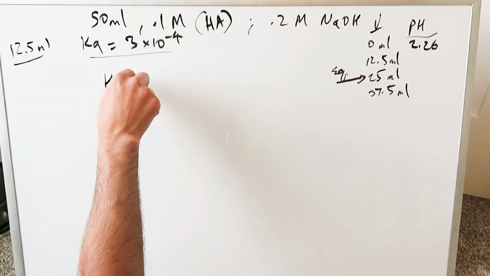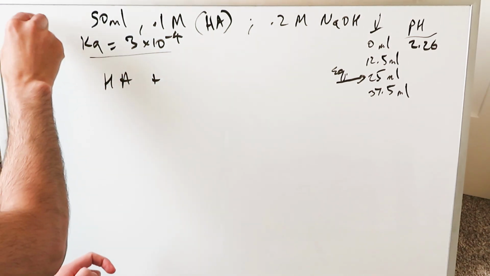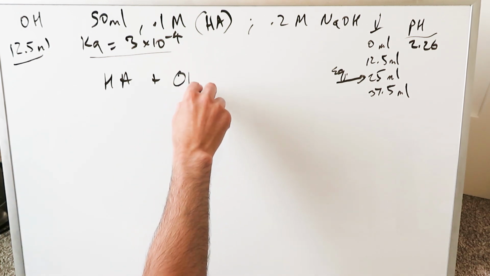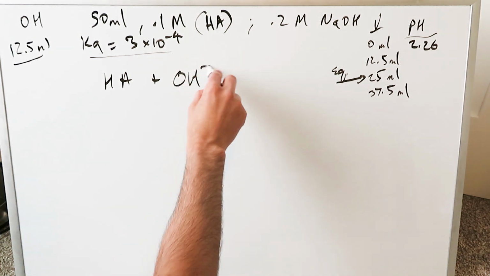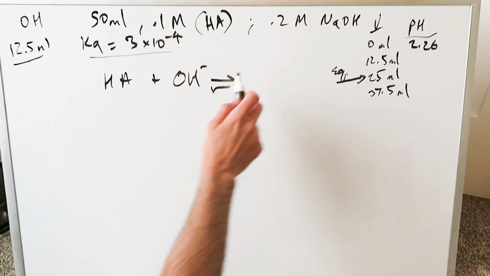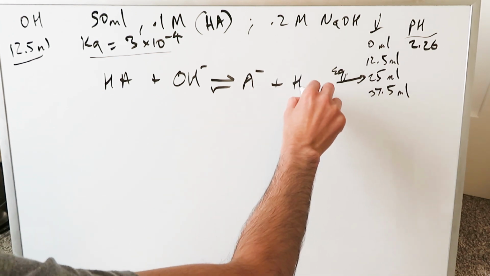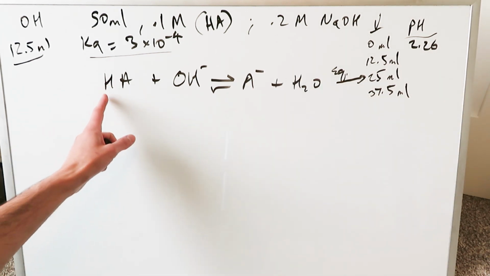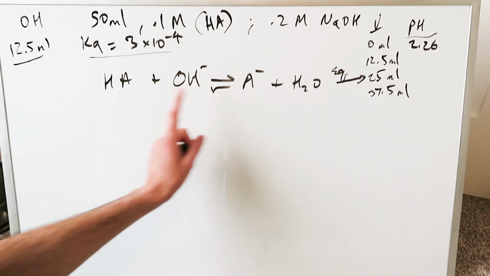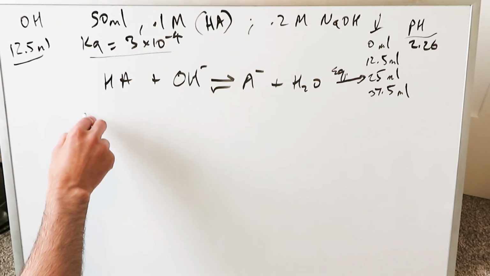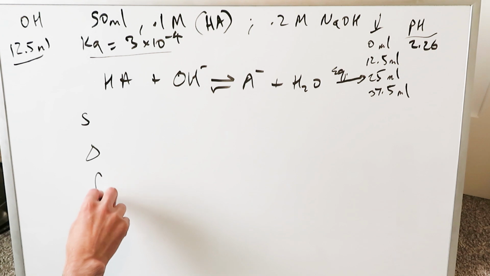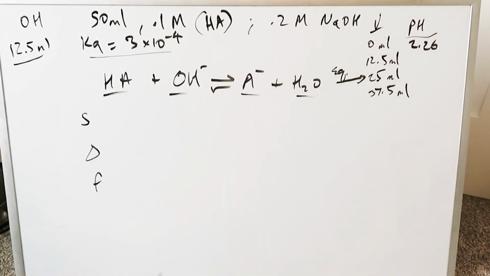Your equation will become this now that you're adding base. You're adding sodium hydroxide, but you can just write that as OH minus. You'll have the weak acid converted into its conjugate base, and then you'll generate water. It'll pluck out the hydrogen from here and attach to form water, and you'll have the conjugate base. Of course, everything will be start, change, and finish. But what will you put here? You can put here now the moles.